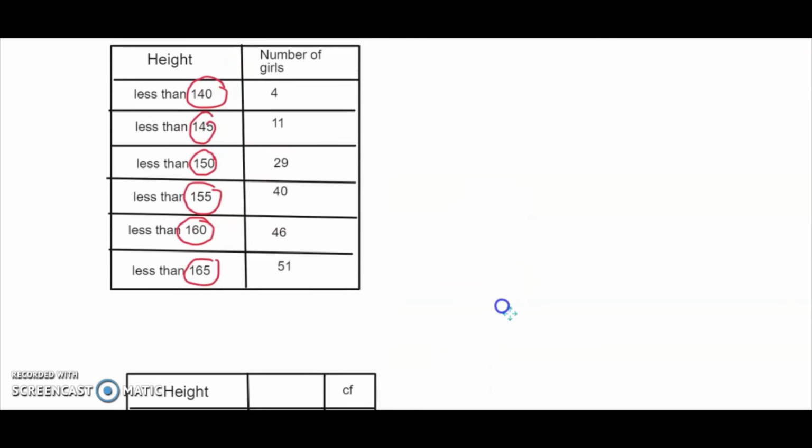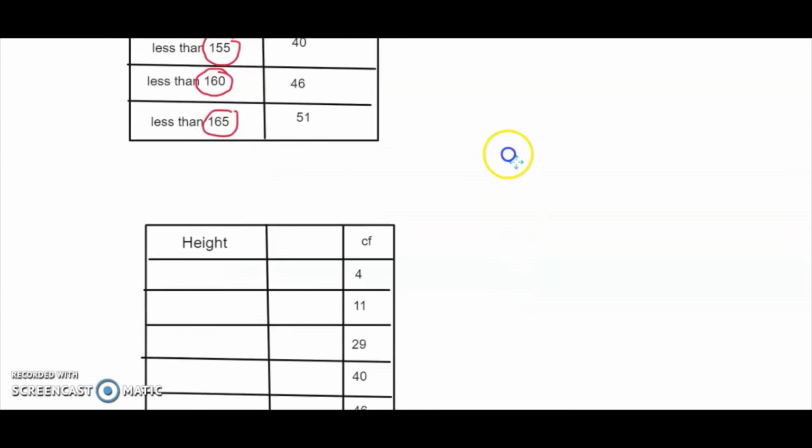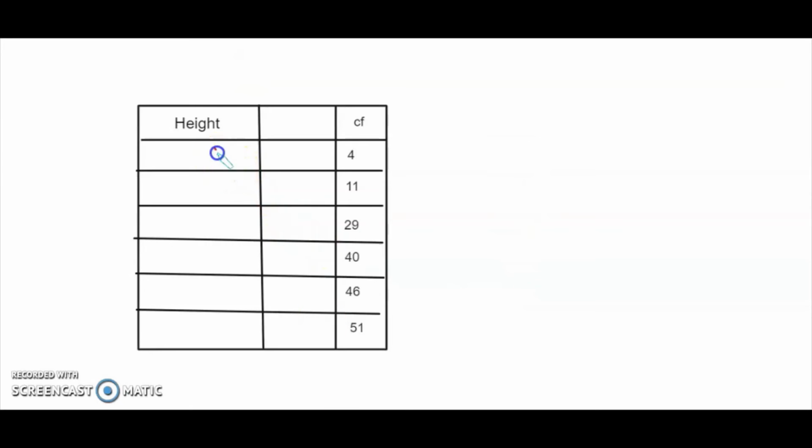See, 140, 145, 150, 155, they are going to be the upper limit. So first we'll put that 140, 145, 150, 155, 160, 165. We are getting that from the question itself because it's saying less than. So the lower limit has to be smaller than this. Now, how to figure out?